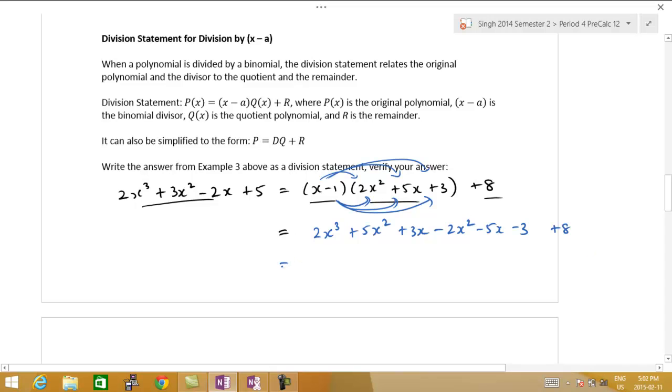Go ahead and collect like terms. What I'm going to get is 2x cubed plus 3x squared minus 2x plus 5, and again the left hand side equals the right hand side. So basically the division statement is just another way of rewriting the division that we are doing, or the polynomial that we have divided by the divisor.